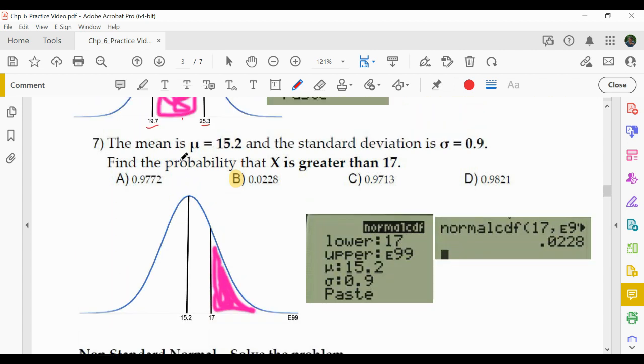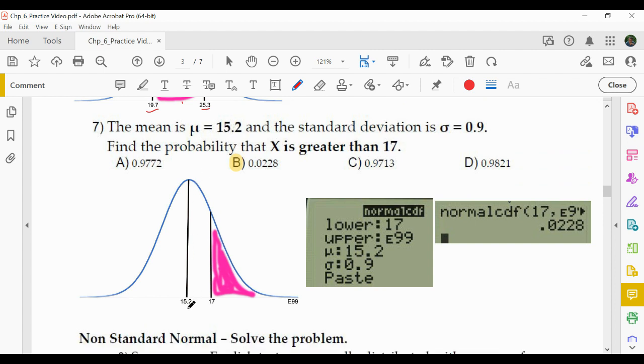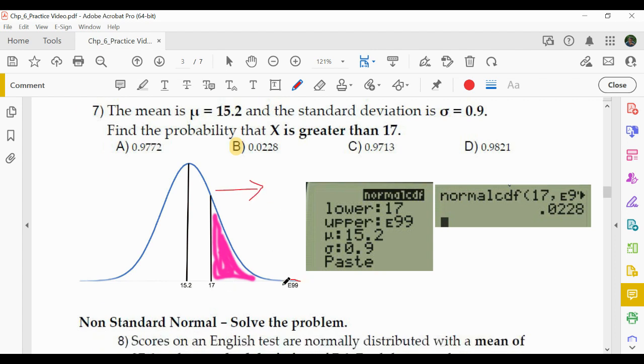Greater than 17. What I did, I purposely marked my mean, he told me, right in the middle here, 15.2. So 17 is to the right of that, just to make sure this lines up with the problem. Greater than means I'm getting big, I'm going to my right. How far to my right? All the way to E99. So there's my lower limit, there's my upper limit. He tells me the mean is 15.2 and the standard deviation is 0.9.